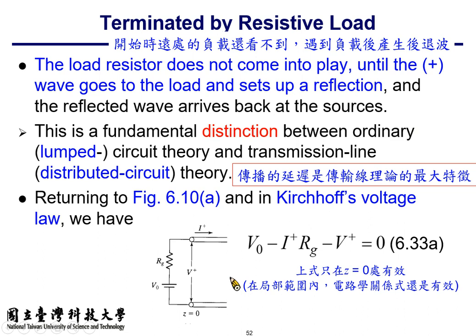So you can write up an equation using KVL: V sub 0 minus I plus times RG minus V plus, which forms a loop. Using Kirchhoff's voltage law, KVL, you can calculate V plus. Well, you also need another relationship to find I plus. What is the relationship between V plus and I plus?